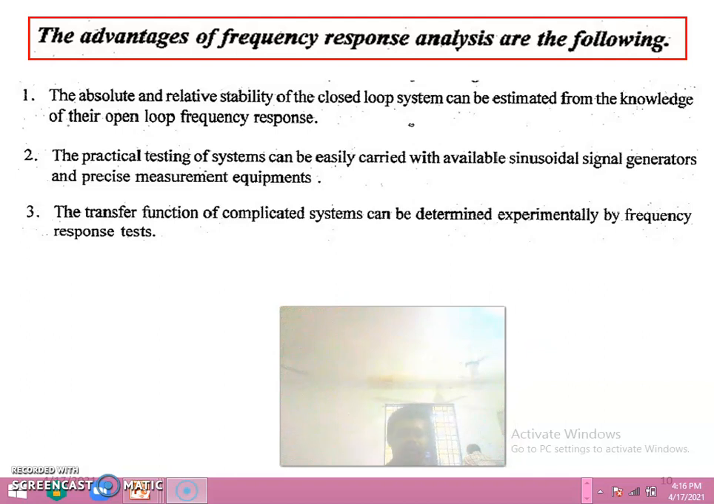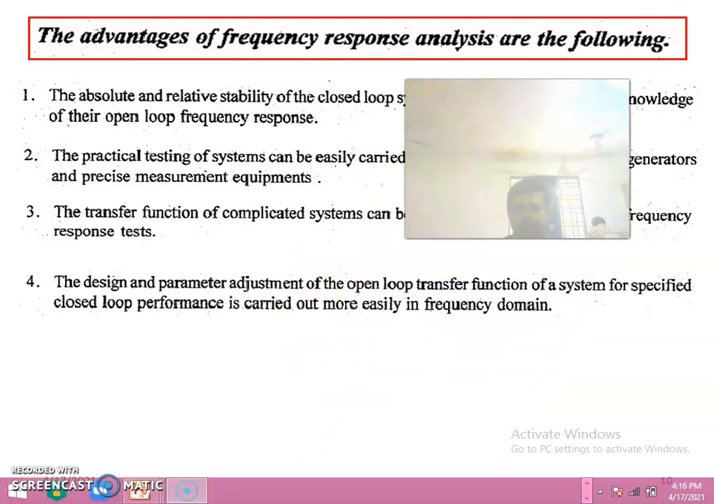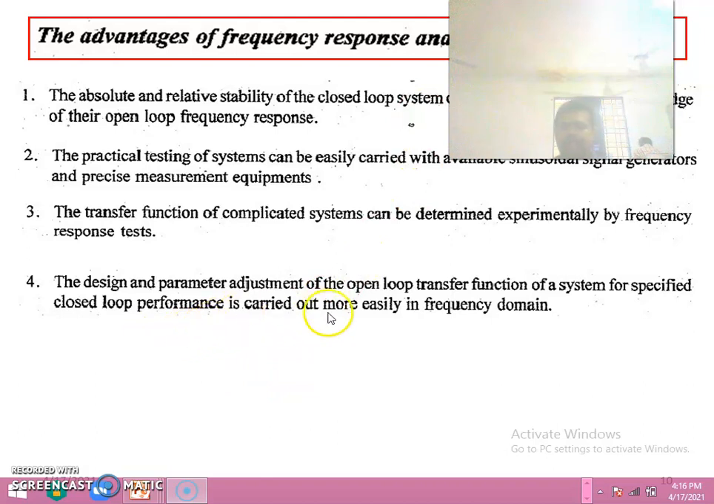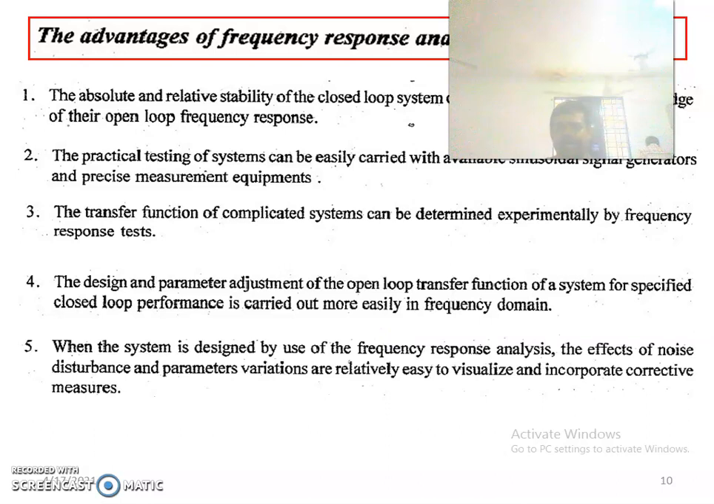So, if you are having one complex system, then the transfer function of that complex system can be easily found out by using this frequency response test. The design and parameter adjustment of open loop transfer function of a system for specified closed loop performance is carried out more easily in frequency domain. So, certain tests can be easily done in frequency domain than in time domain. So, these are the advantages of your frequency response analysis.